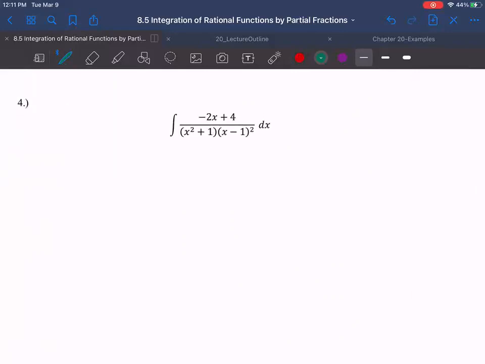So if we look at this one, we've got x squared plus 1 there. That's a degree 2 polynomial, right? And so we can't just do a over it. So what we have to do is negative 2x plus 4 over x squared plus 1 times x minus 1 squared. And then what am I going to put over here?